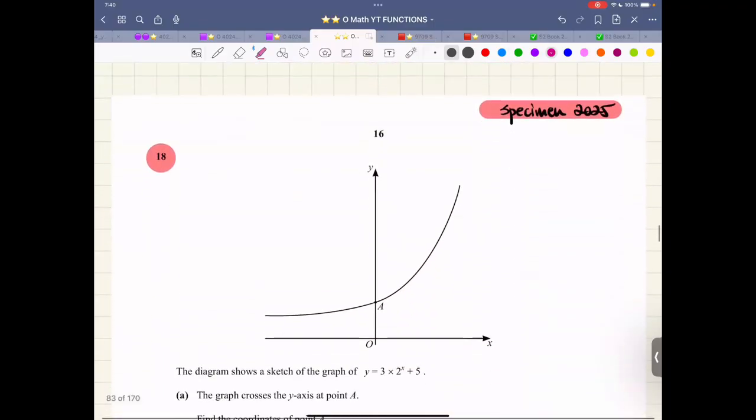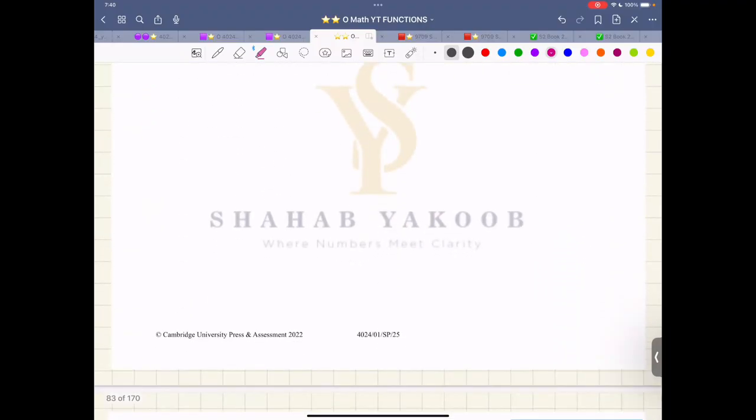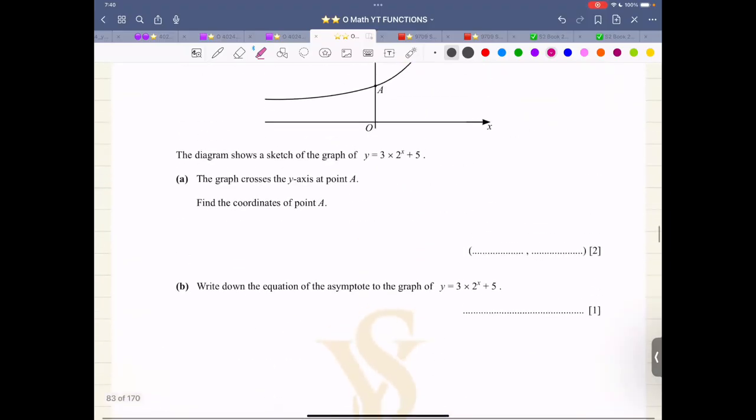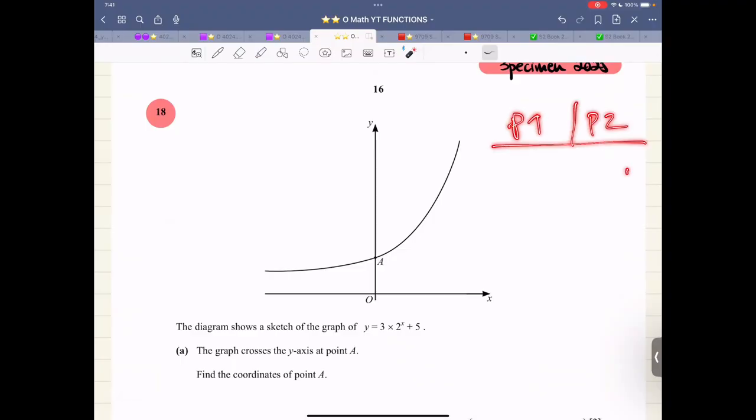So let's look at the first specimen paper, which is this one. And basically, it's a paper 1 question. So let me highlight over here, but the same concept can come in paper 2. Now the difference between paper 1 and paper 2 is very negligible. Except for the use of calculator, there is not much of a difference.